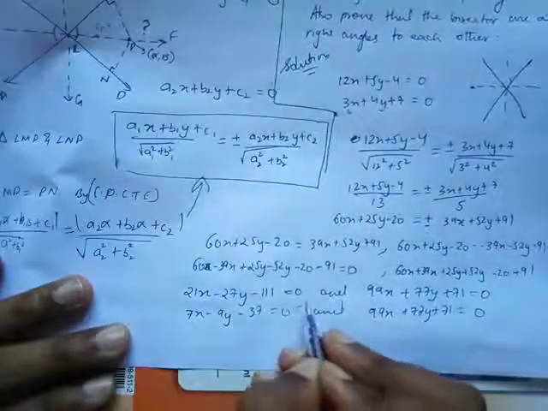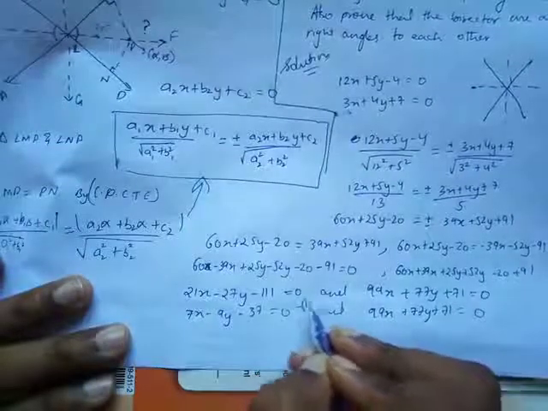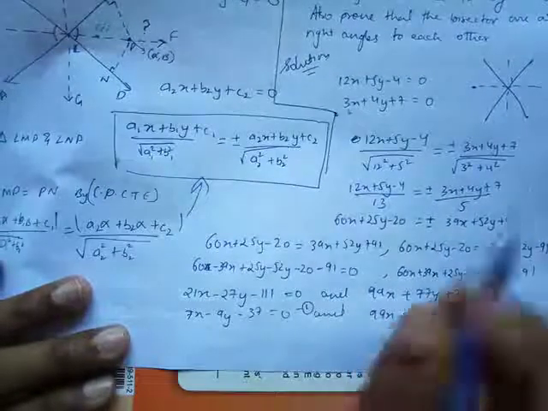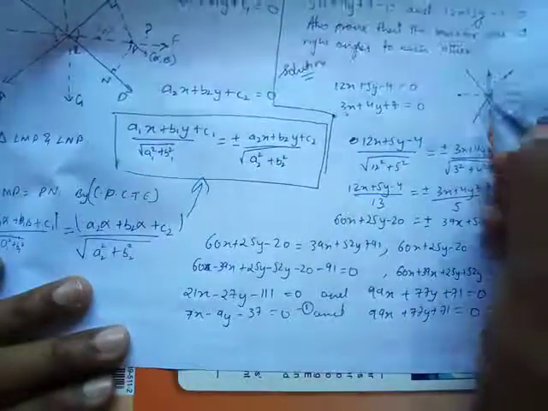So I have two equations. Maybe this is the first equation, this is the second equation. So I got two equations. इसकी भी equation मिल गई, इसकी भी equation मिल गई.